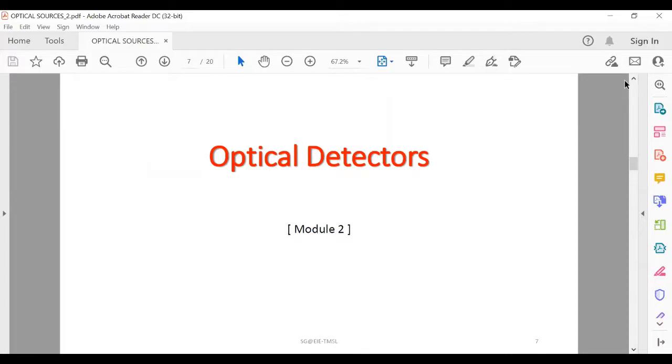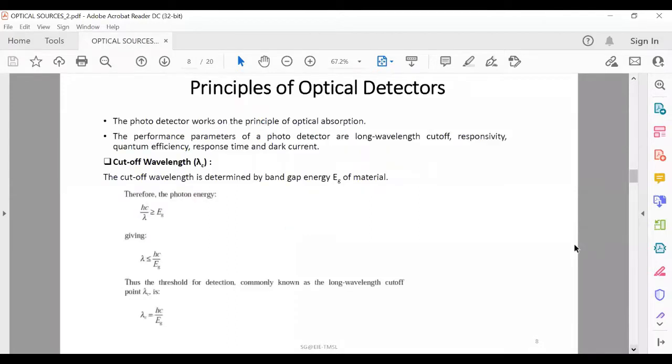So that was for LED and laser as optical sources, and now we are coming to the next topic, which is based on optical detectors. Now, what is the principle of an optical detector? The optical detector, the photo detector, works on the principle of optical absorption. The main requirement of this photo detector is its fast response. So for fiber optic communication purposes, the most suited photo detectors are the PIN photodiode or the avalanche photodiode.